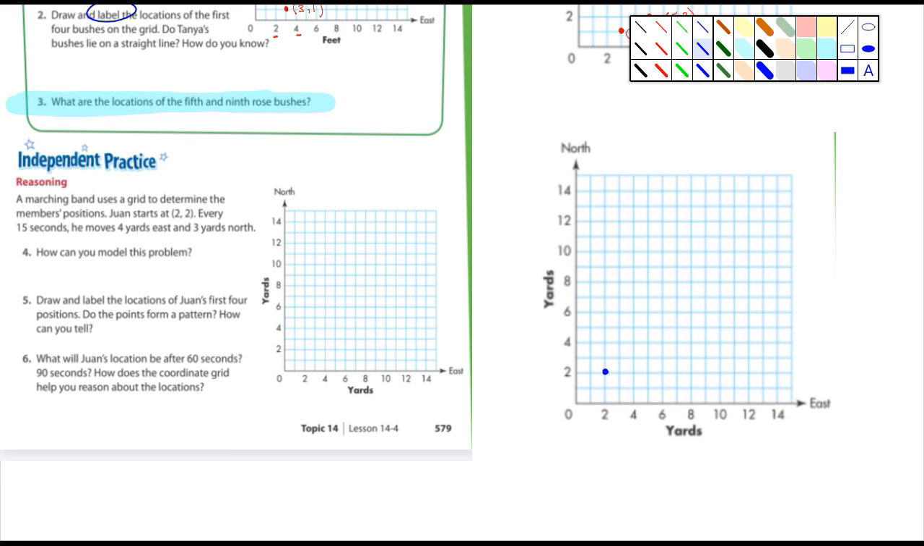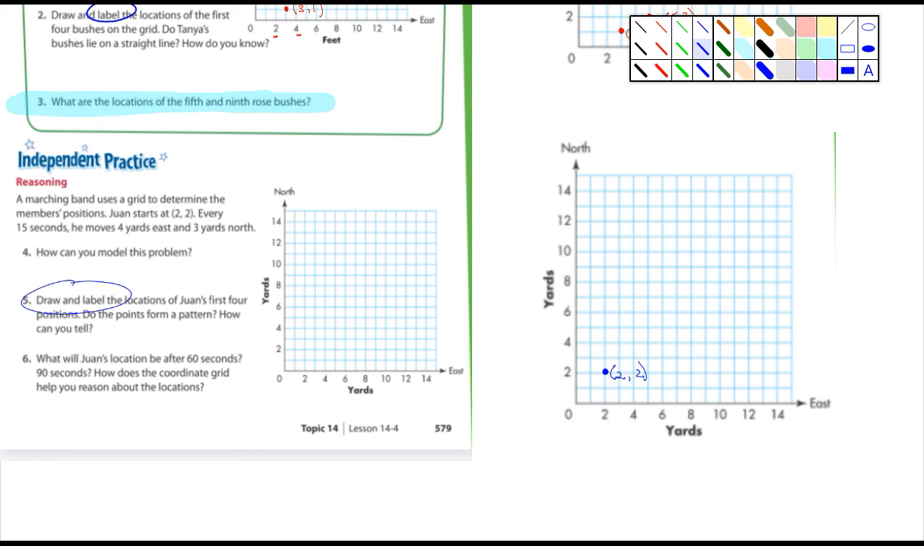And I'm going to label it, because it does say draw and label. Okay, so I'm going to put a little 2, 2 right there. Try that again. 2, 2. A little better, okay? And then it says every 15 seconds he moves 4 east and 3 yards north.